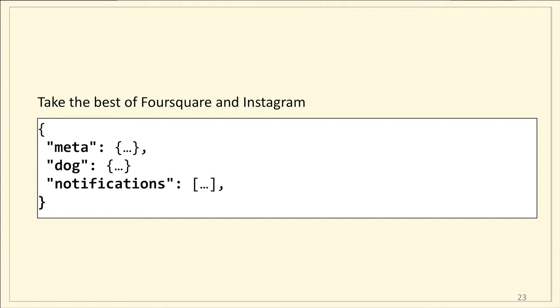I can go ahead and include that and count on that information, so I can throw stuff at the top of the screen or somewhere interesting in my app. So that's our guidance on doing the resource. Kind of take the best of both worlds from Foursquare and Instagram and have a metadata area, name your primary resource, and then include notifications or other global information, if that makes sense. So that's a single resource.